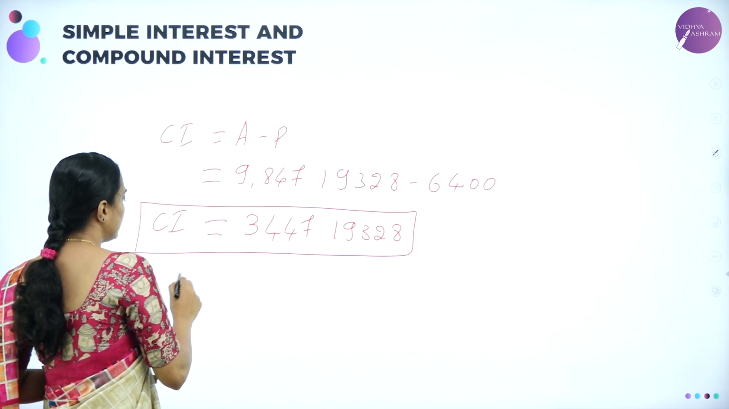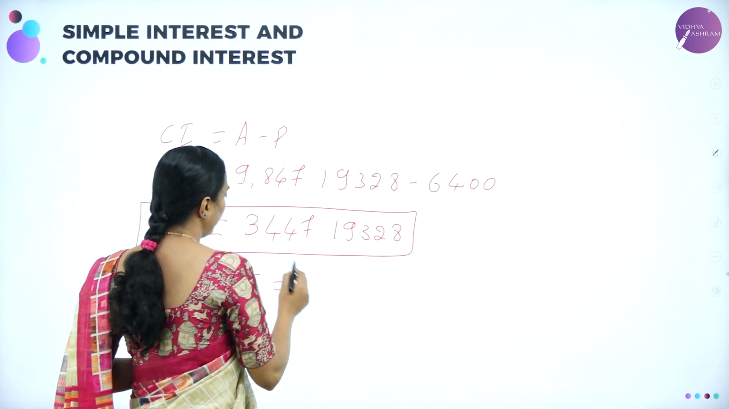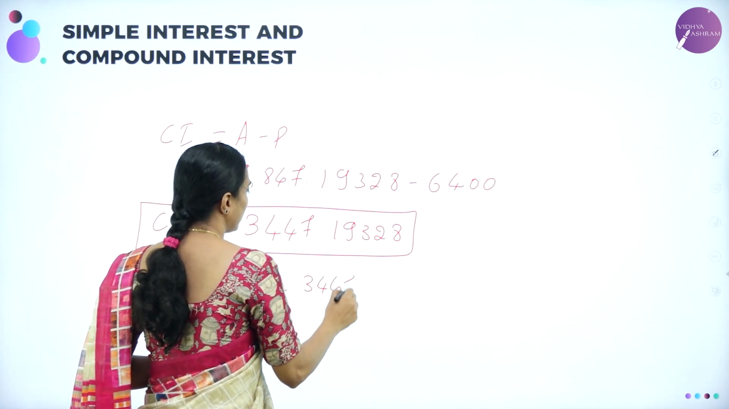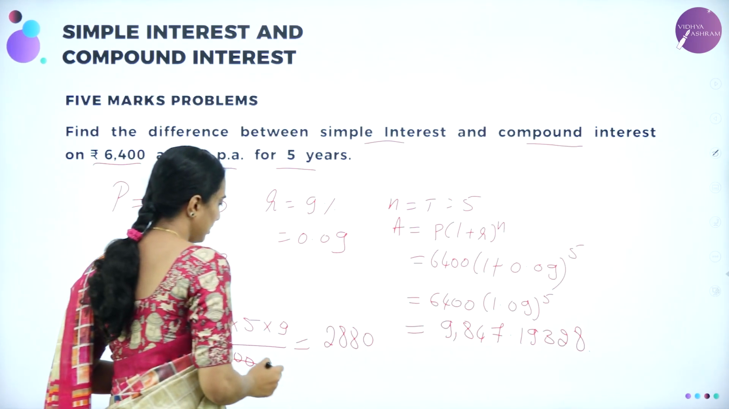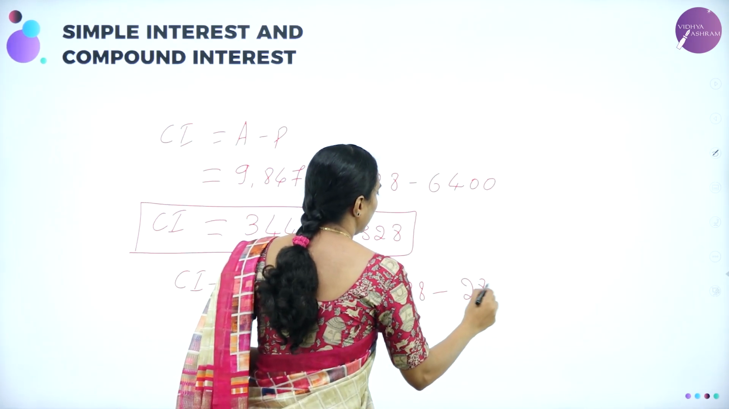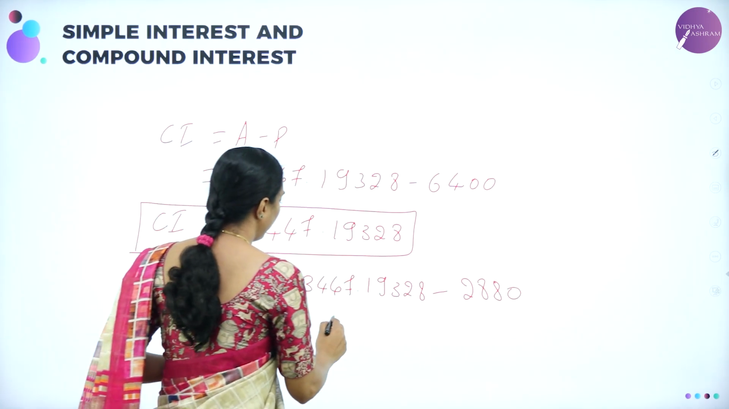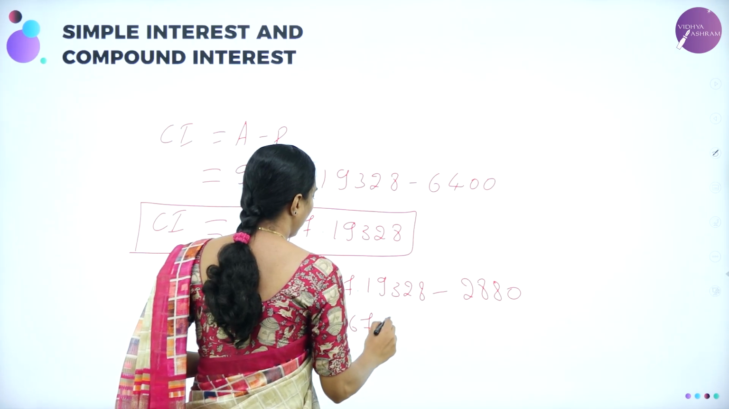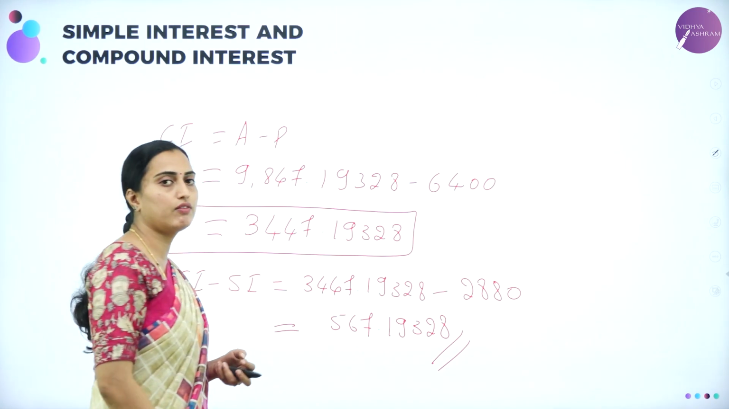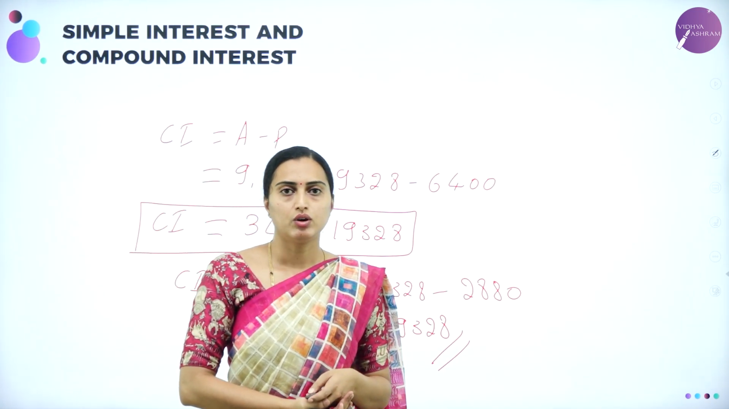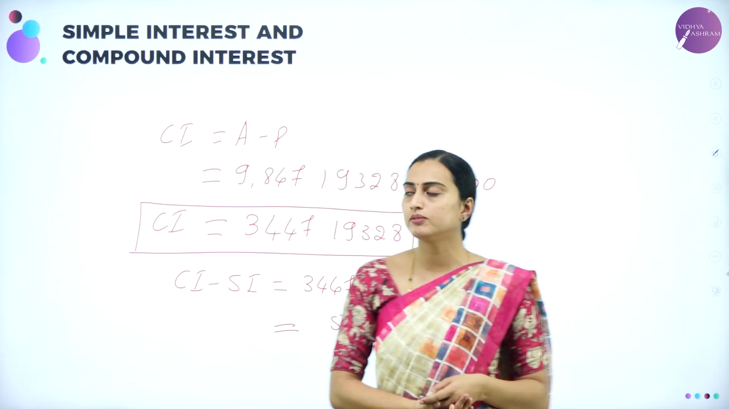Therefore, the difference, compound interest minus simple interest, which is a profit, is given by 3,447.19328 minus 2,880. So the difference between these will be 567.19328. So this is the difference they have asked you to find out in this question. Okay, dear students, I hope you understood this one. We'll move on to the next question.